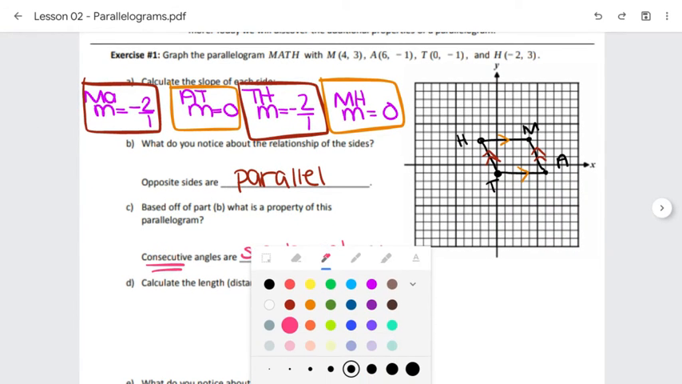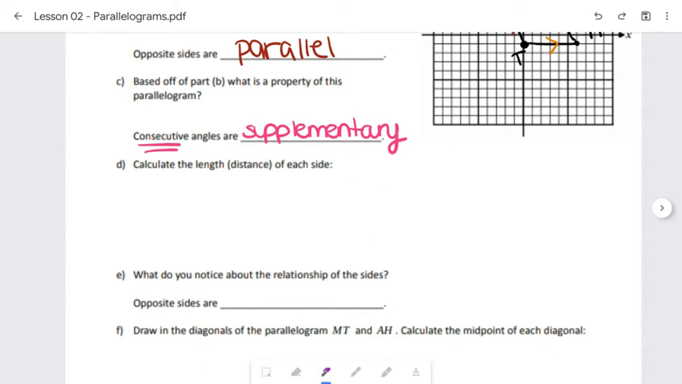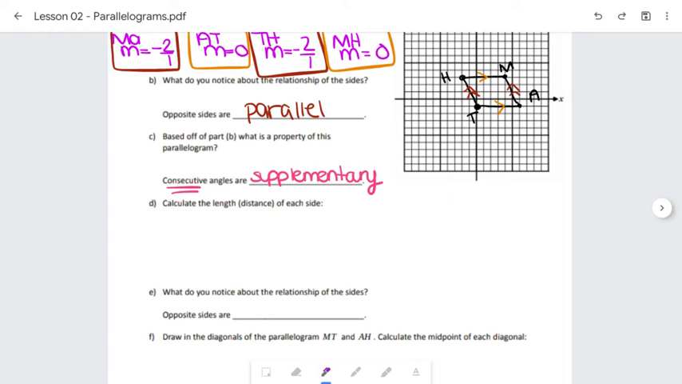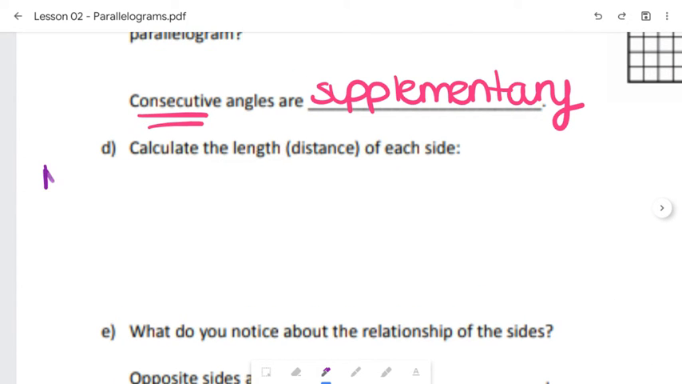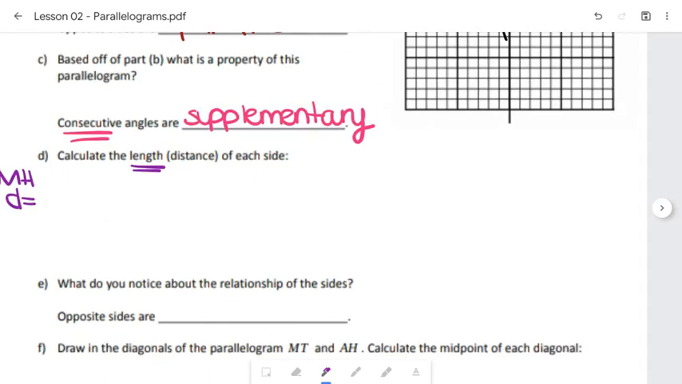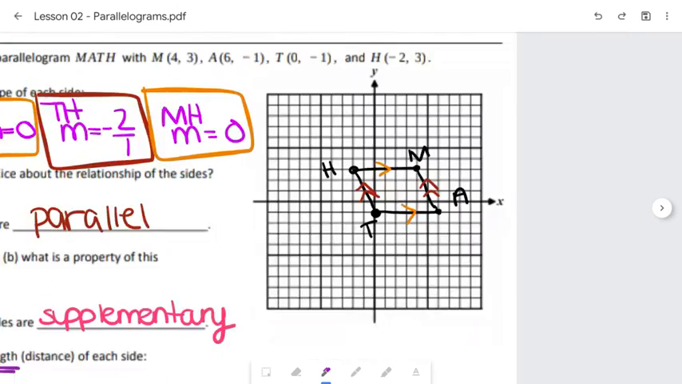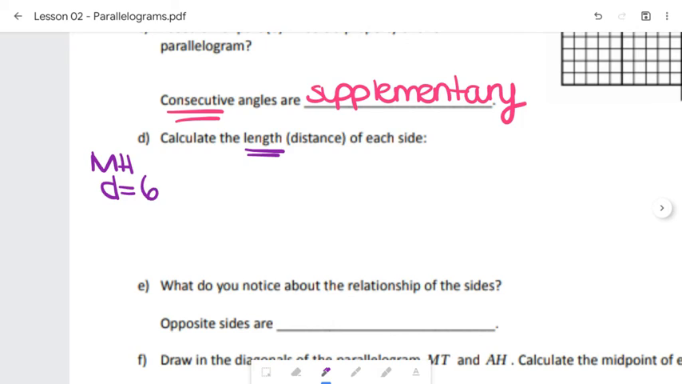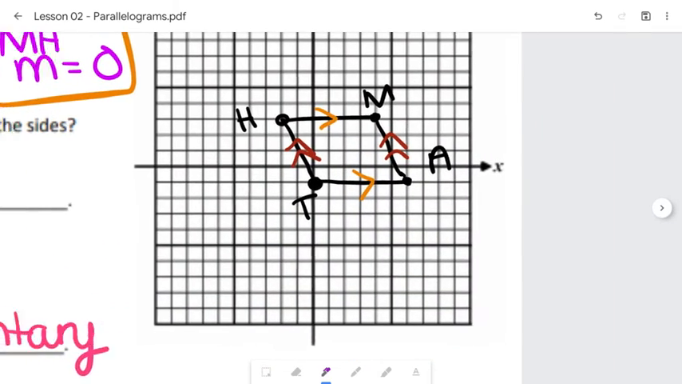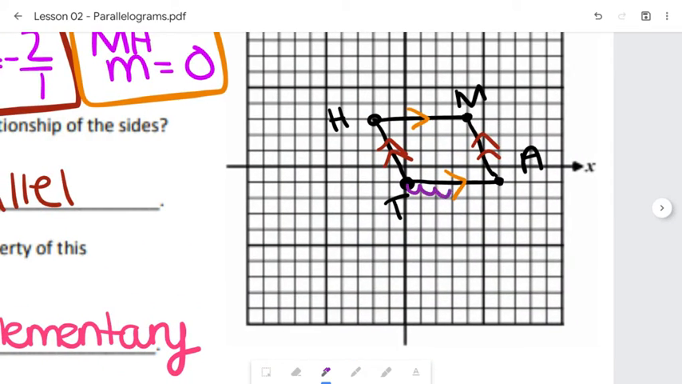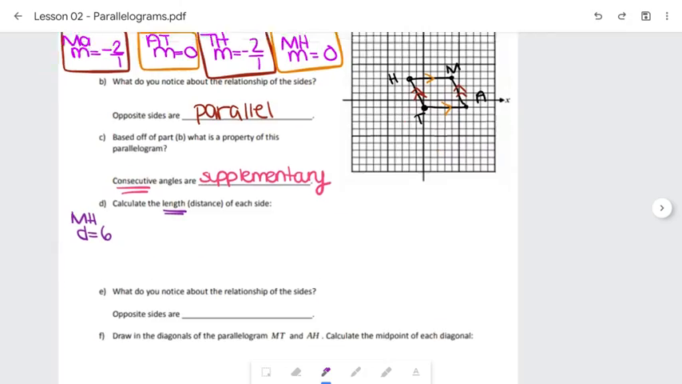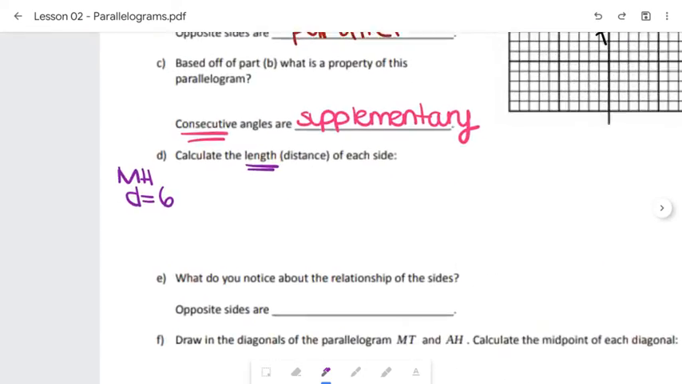So for now, the next thing I'm going to do is calculate the length of each of these sides. So the nice ones, I'm going to get MH and AT out of the way. Because if I look at MH, we're going to use the distance to calculate the length. But MH, I'm just counting boxes, right? 1, 2, 3, 4, 5, 6. So MH has a distance of 6. You can count horizontal and vertical lines. So I'm going to do the same thing for AT. 1, 2, 3, 4, 5, 6. So I got those two out of the way right off the bat.